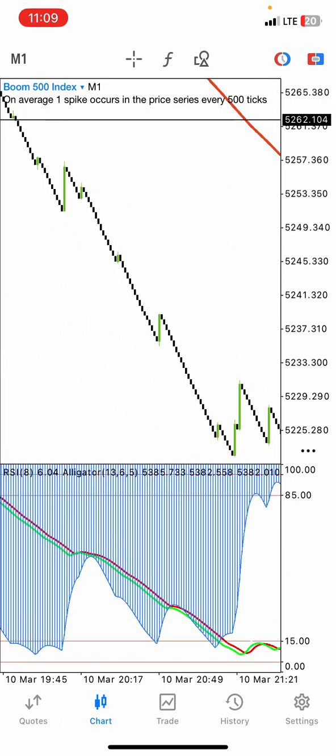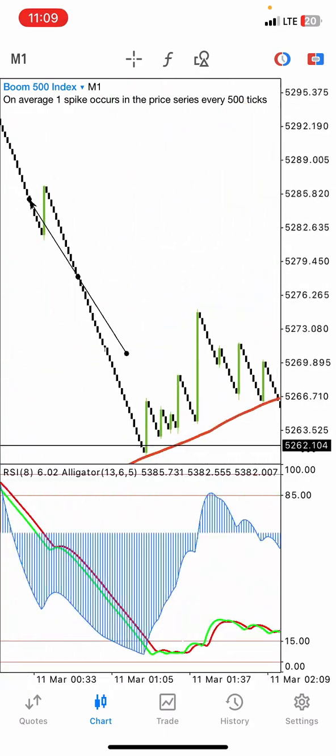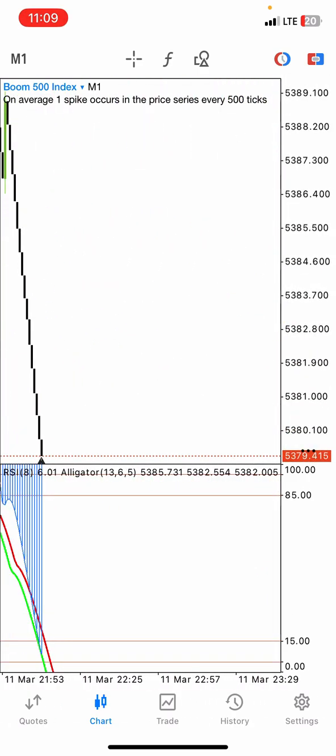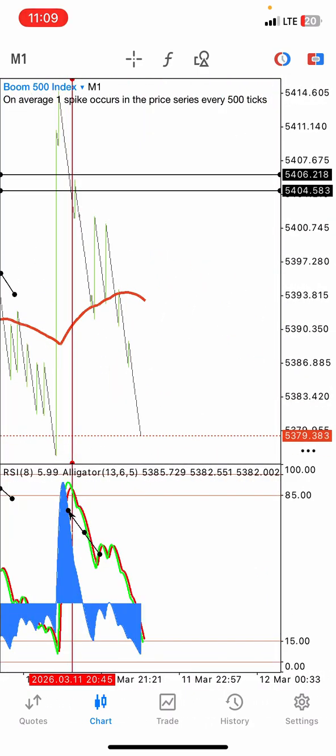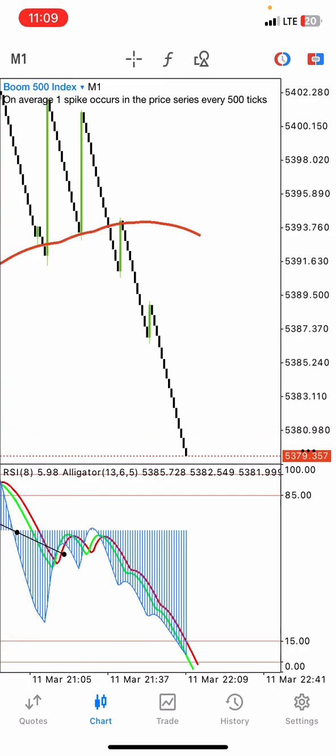So I'll quickly show you guys the settings. Remember, the zoom level is, we have the first zoom level, the second zoom level. So you are using the second zoom level.